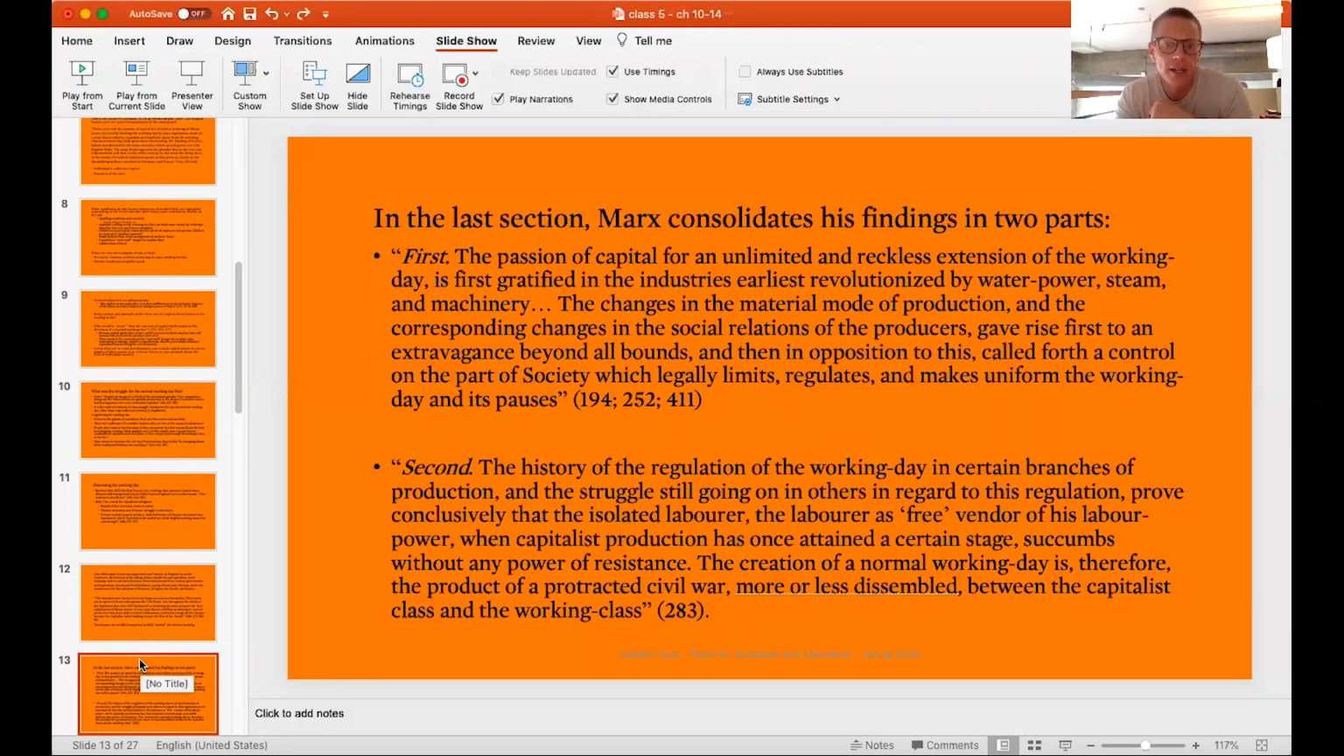And second, the history of the regulation of the working day in certain branches of production proves conclusively that the isolated laborer, the laborer as free vendor of his labor power, when capitalist production has once attained a certain stage, succumbs without any power of resistance, right? The creation of a normal working day is therefore the product of a protracted civil war, more or less dissembled, between the capitalist class and the working class. So not between the individual capitalist and worker, but between the collective capitalist and the collective worker, right? So this resistance in turn requires organization because individual workers don't stand a chance.